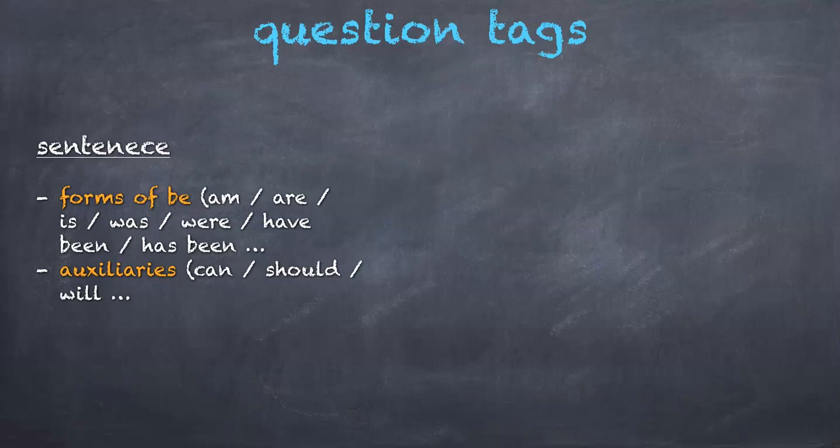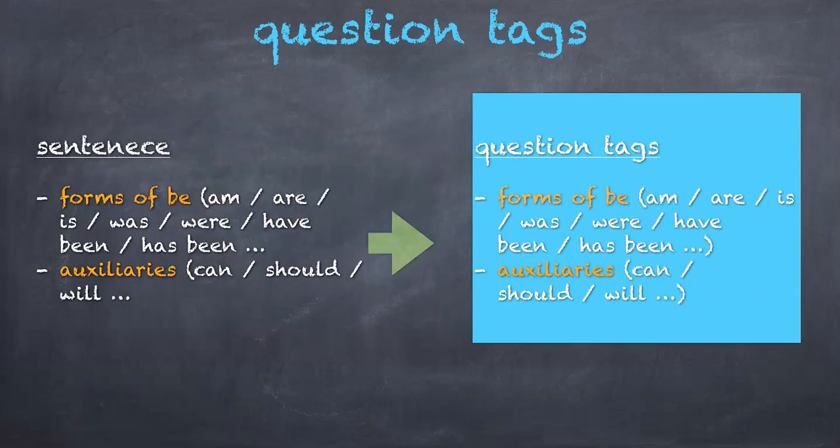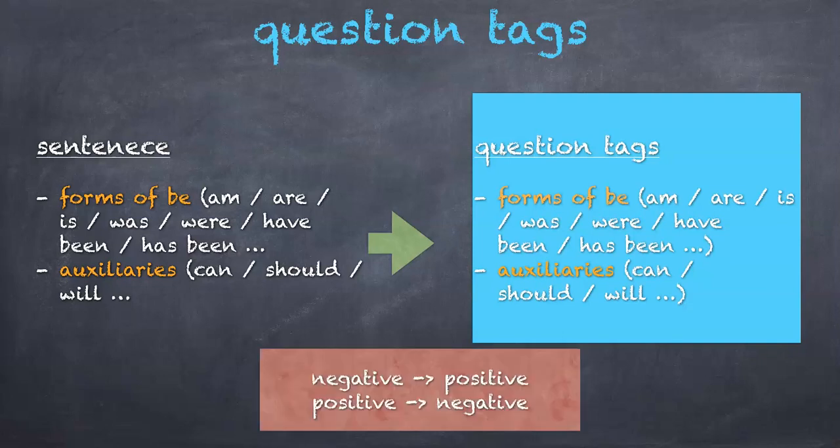So let's talk about the question tags. When you have in your sentence a form of be, which is am, are, and so on, in the simple present, and in the simple past, and in the past perfect or present perfect, or you have an auxiliary like can or should, you use in the question tag the same forms. So you have also to use a form of be or the auxiliary. You only have to change from negative to positive or from positive to negative.